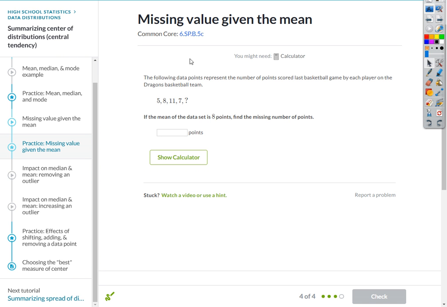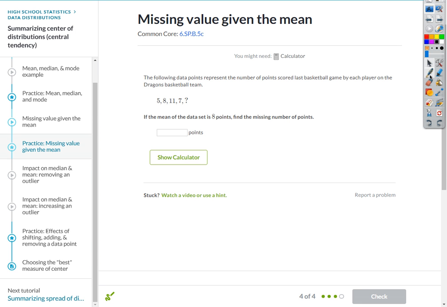So here, the following data points represent the number of points scored last basketball game by each player on the Dragons basketball team: 5, 8, 11, and 7. If the mean of the data set is 8 points, find the missing number of points.